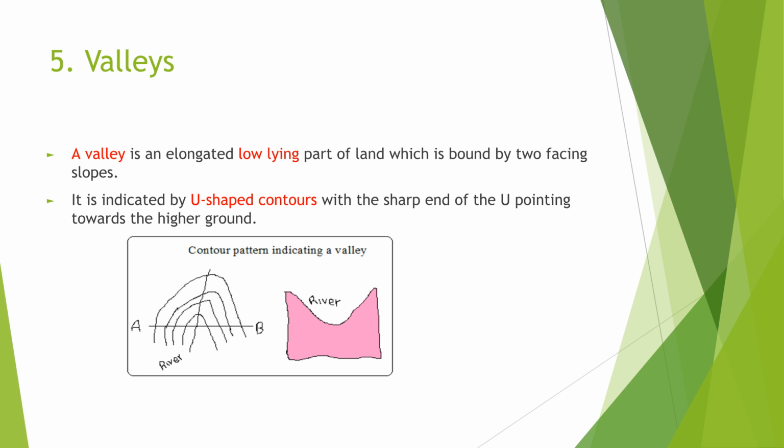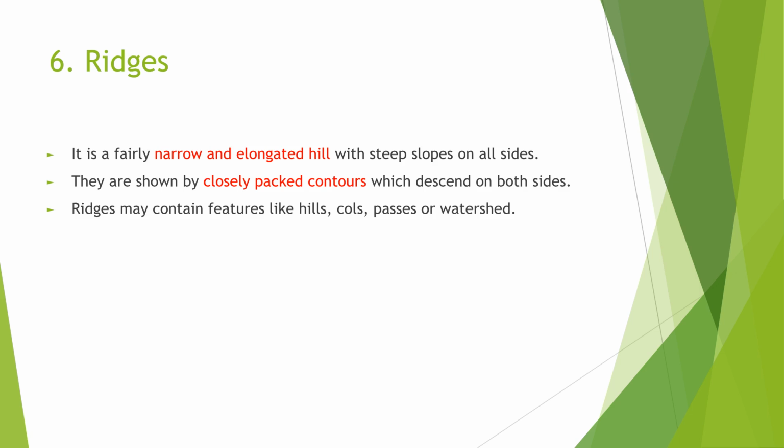Valleys are elongated, low-lying parts of land, bounded by two facing slopes. They are indicated by U-shaped contours, with the sharp end of the U pointing towards higher ground. Ridges are narrow, elongated hills with steep slopes on all sides. They are shown by closely packed contours that descend on both sides. Ridges may include features like hills, cols, passes, or a watershed.